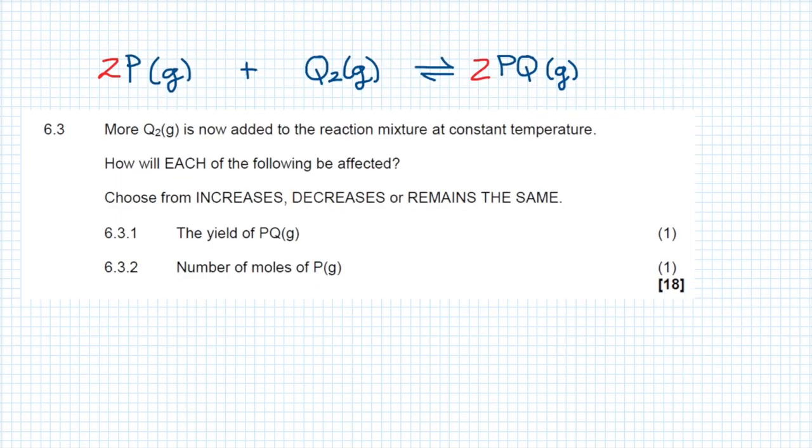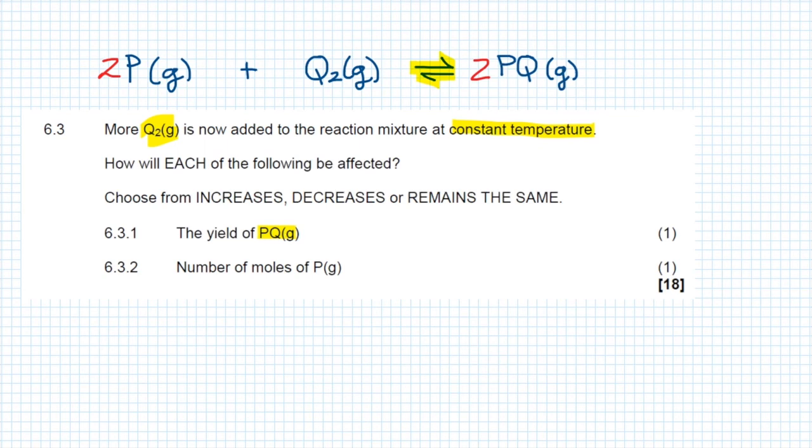Question 6.3 is the last problem in this video, and it says more Q2 gas is now added to the reaction mixture at constant temperature. How will each of the following be affected? Choose from increases, decreases, or remains the same. 6.3.1 says the yield of PQ. Now this is a reaction that is taking place in a closed system, or this is in a sealed container, and therefore the system is closed.